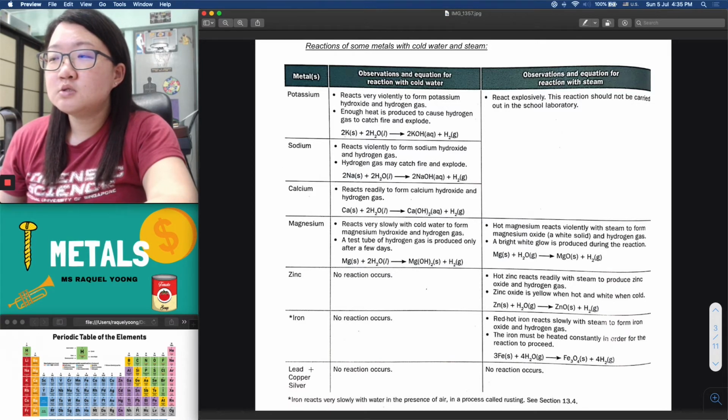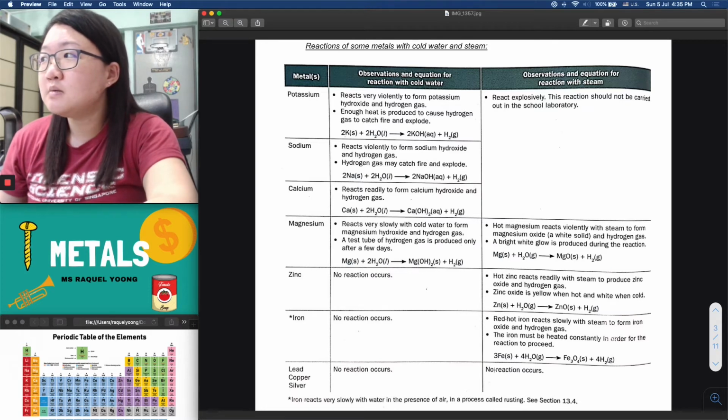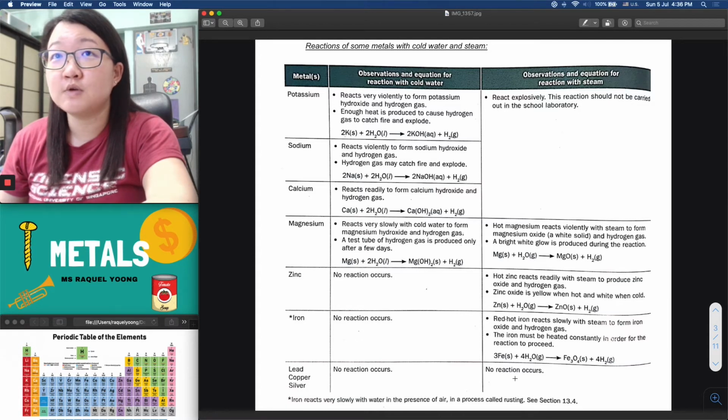Finally, you look at the next few metals that are below zinc and iron. We have lead, copper and silver. Again, we have the same issue coming up where if you react these three metals with steam, we do not see any reaction. So again, we need another reactant which is able to further differentiate the three metals in terms of reactivity. So that would be hydrochloric acid.